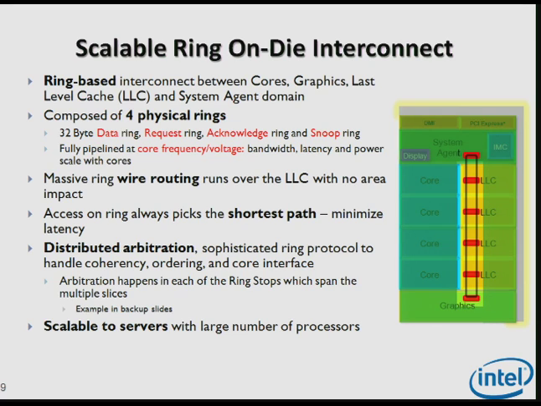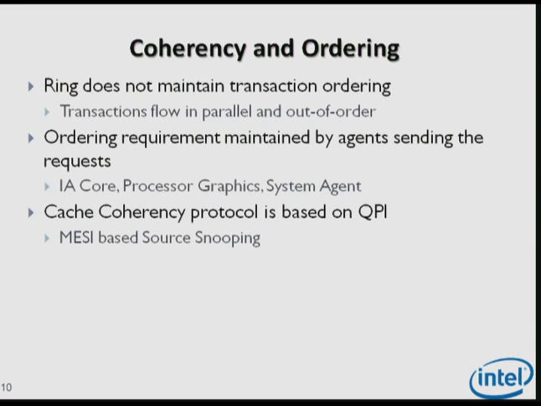Also a very important part of it is the modularity and scalability of the ring. It is used also in our server products, and it can scale very well to a large number of processors. The ring itself, due to the shortest path, can actually support out-of-order transactions, because some transactions are longer than the other. So there is out-of-orderness, but the ordering, of course, has to be maintained. And that is also part of the ring protocol. And overall, it is a QPI-based protocol on the ring.